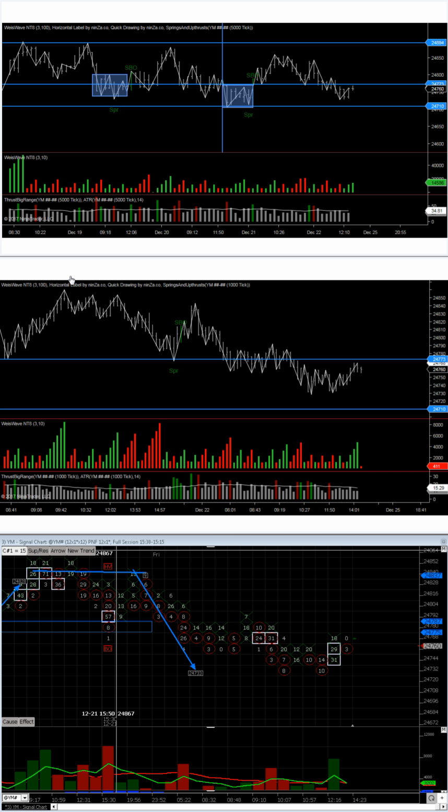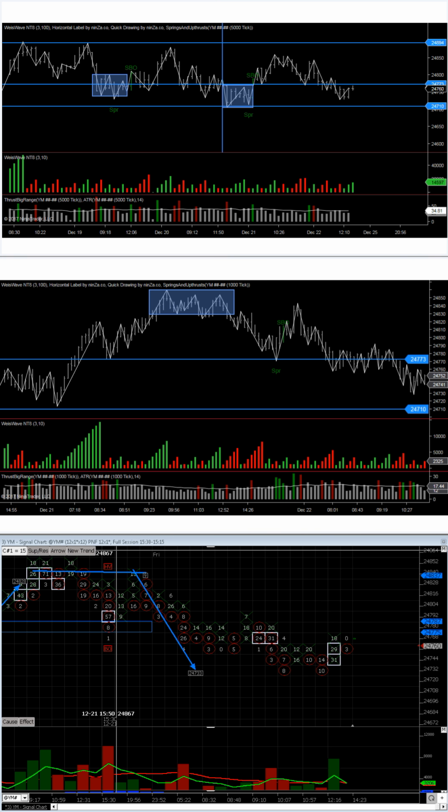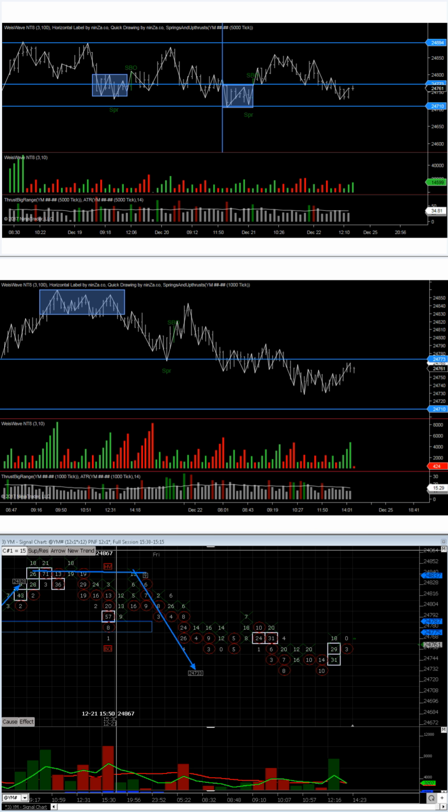Like over here, this was very interesting. When price came up in this area, there was distribution here. Then it broke, then it tested, then it continued down. So this was a distribution area, and these heavy volume bars were your signs of weakness.